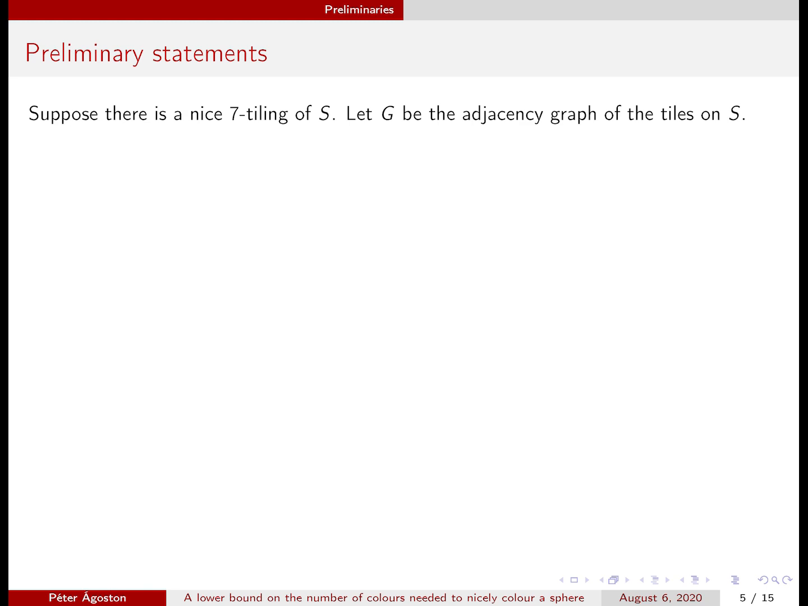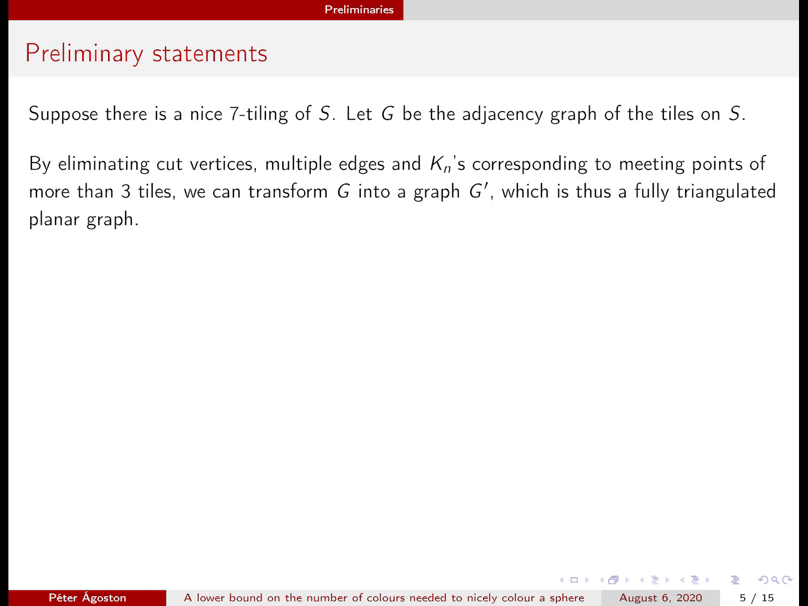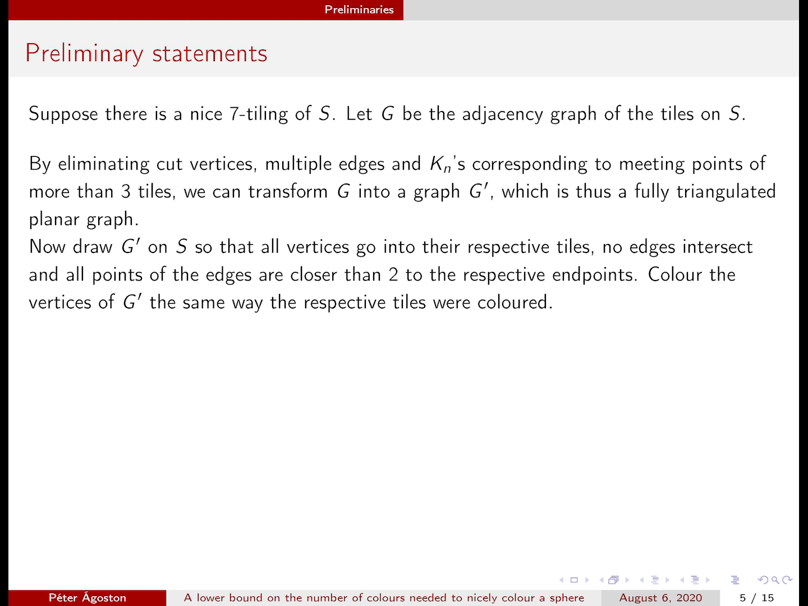Denote the adjacency graph of the tiles on S by G. If there is any point where more than 3 tiles meet, a multiple edge, or a cut vertex, then we can eliminate them relatively easily and end up with a graph G', which is a fully triangulated planar graph. Let's also draw G' on S by placing all vertices somewhere into their respective tiles and draw the edges so that they do not intersect.